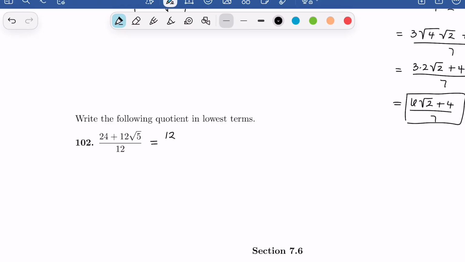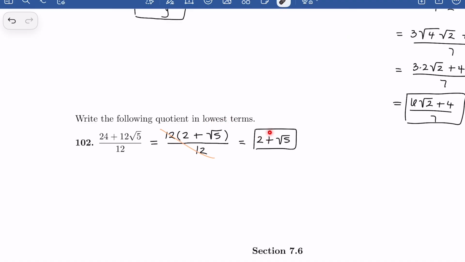And I'm going to pull it out just from the numerator, and we'll see why in a moment. If I pull out 12 from 24, I'm going to be left with 2. And if I pull out 12 from 12 root 5, I'm just going to be left with that root 5. Then we have a 12 in the denominator. And as you can see, since we have a 12 on the top and the bottom, these guys are going to cancel out. And I'm just going to be left with 2 plus the square root of 5. So this would be that original quotient in our lowest terms.